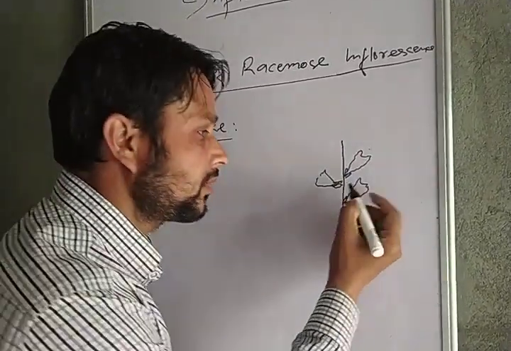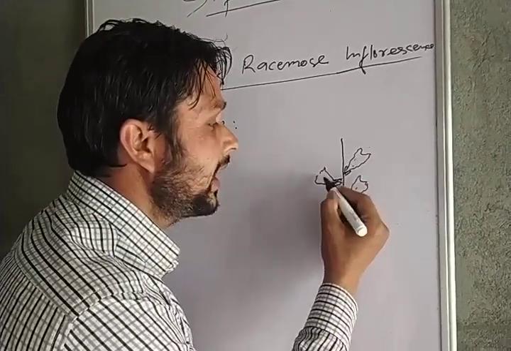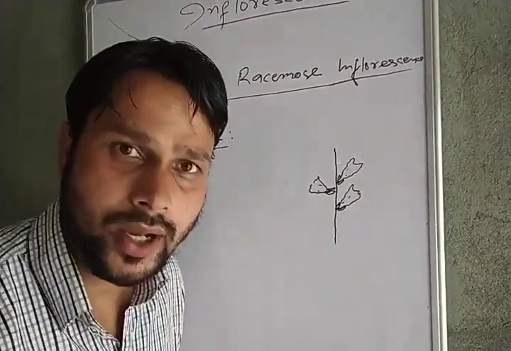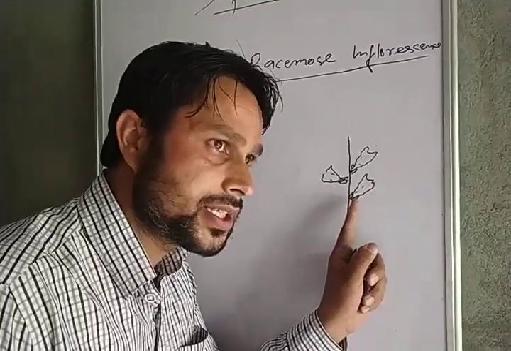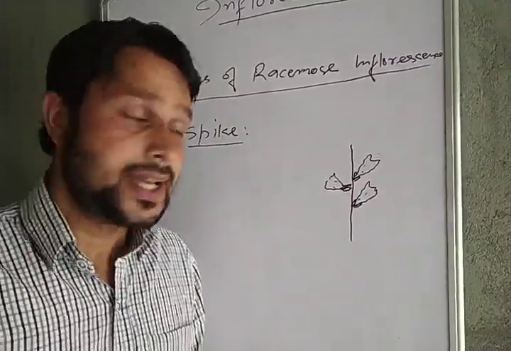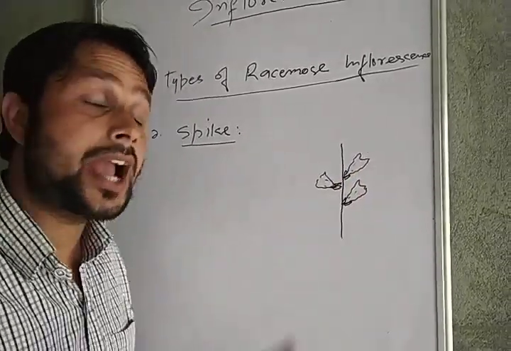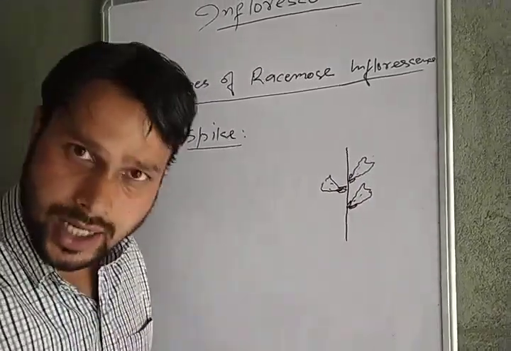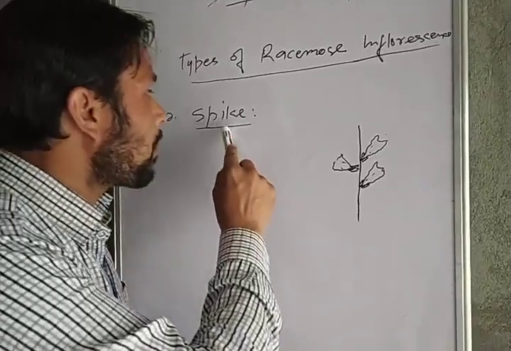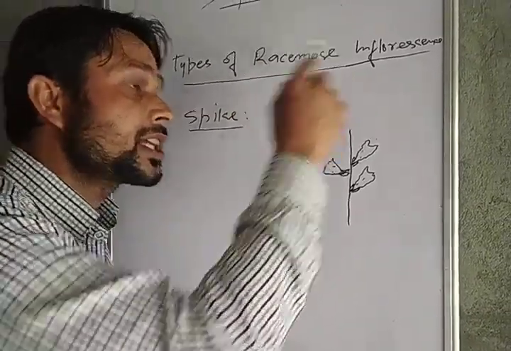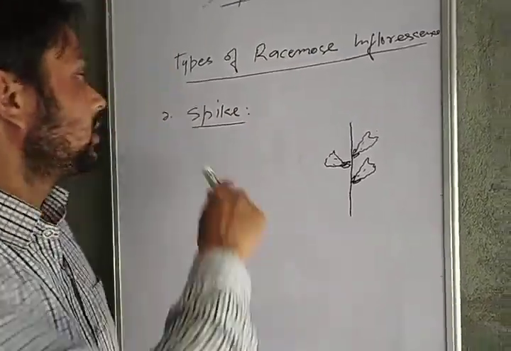That means the flowers do not have a pedicel. They are without pedicel. That's why these flowers are known as sessile flowers. And when these sessile flowers are arranged in acropetal manner, that type of inflorescence is called spike, and spike is a racemose type of inflorescence.